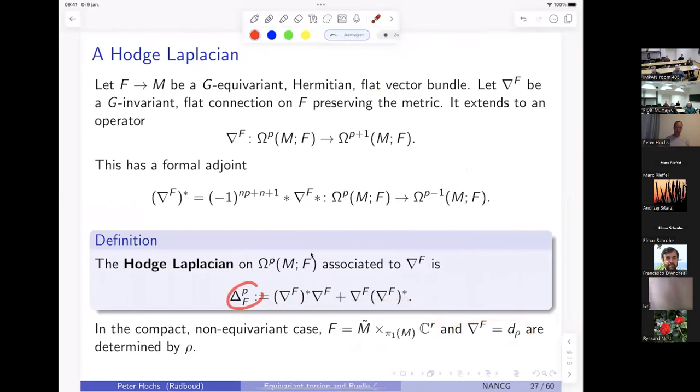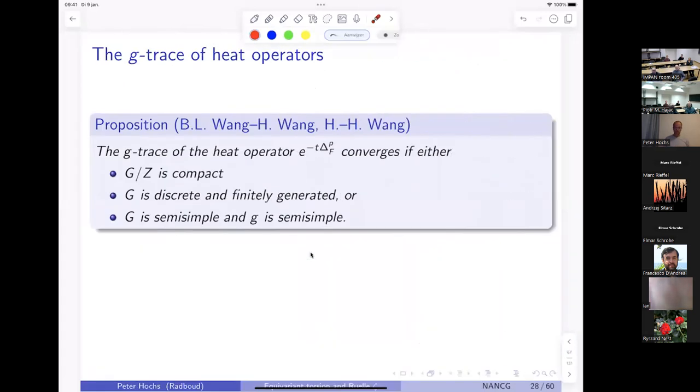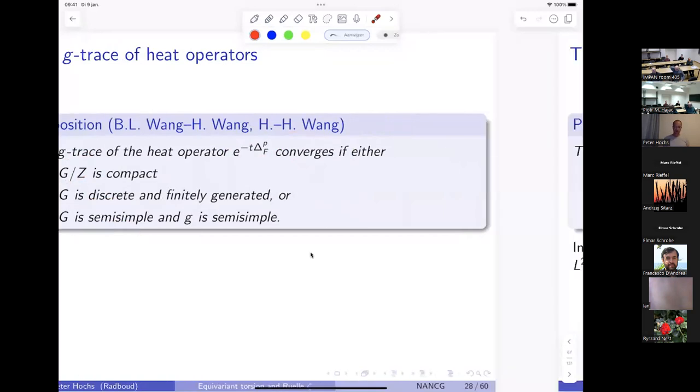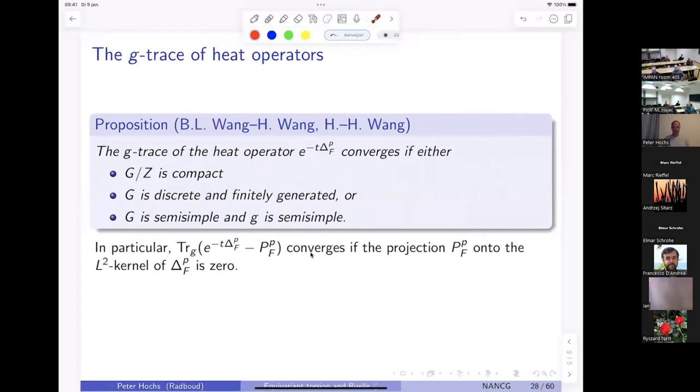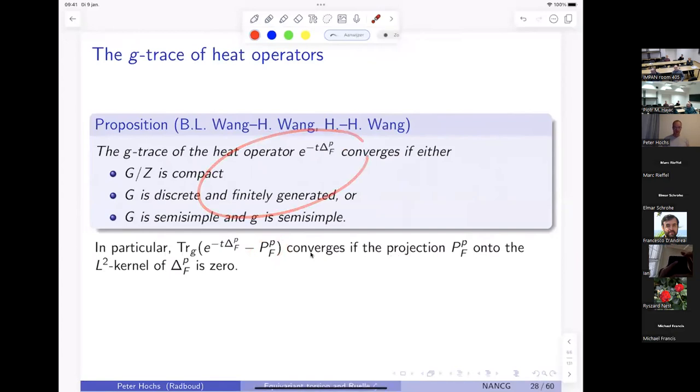So now we have this Laplace operator. If you want to define analytic torsion and the zeta function, we would like this to have a well-defined G-trace, which turns out to be true in the case where G mod Z is compact. The integral over G mod Z is not an issue for discrete groups or semi-simple groups. This also turns out to converge. This projection here may or may not be G-trace class, but we're looking at cases later where this projection is zero. So in those settings, this G-trace is rather fun.